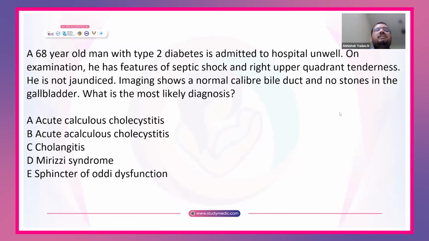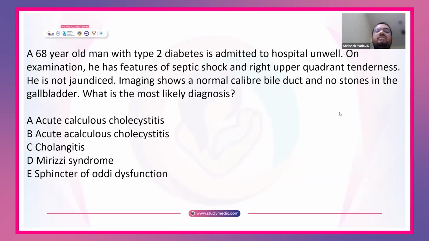Coming to some of the recalls: a 68-year-old man with type 2 diabetes is admitted to the hospital, being unwell. On examination, he has features of septic shock and right upper quadrant tenderness. He is not jaundiced. Imaging shows a normal caliber bile duct and no stones in the gallbladder. What's the most likely diagnosis? So what we have to suspect here, one major striking feature will be no stones and the normal caliber bile duct.